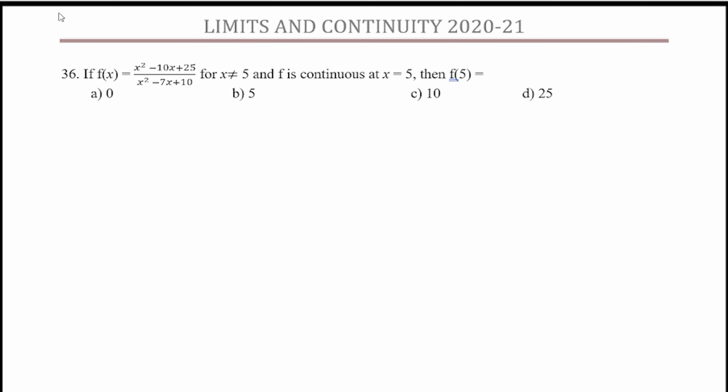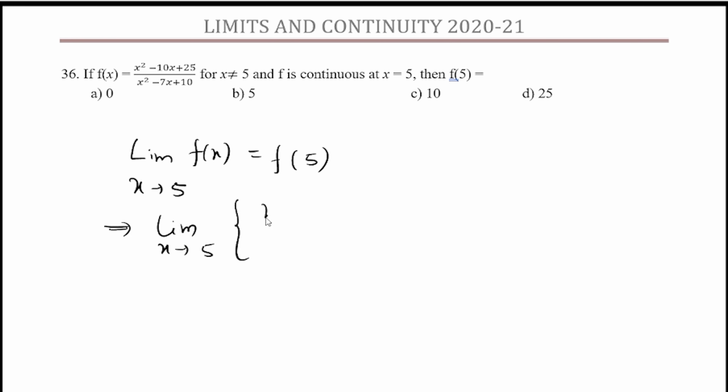Question number 36. The function f of x equal to x square minus 10x plus 25 divided by x square minus 7x plus 10 for x not equal to 5, and f is continuous at x equal to 5, then find the value of f of 5. Then again apply the definition of continuity. You know that limit of f of x as x tends to 5 is equal to f of 5. To find f of 5, this implies limit x tends to 5 of x square minus 10x plus 25 divided by x square minus 7x plus 10 is equal to f of 5.